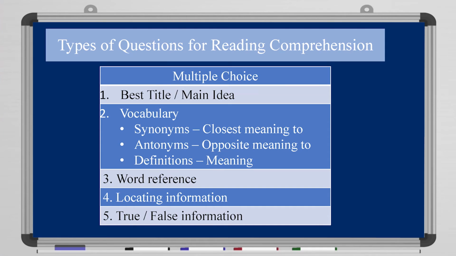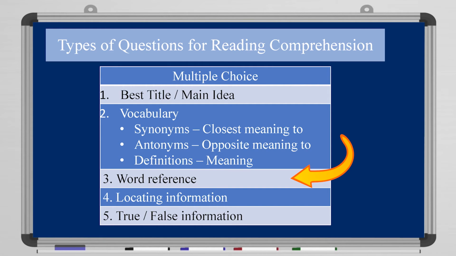For the types of questions, as we said before, you have 2 types: multiple choice and productive questions. For the multiple choice, you can have options of best title or main idea. For the vocabulary, it can be synonyms. We said synonyms means it is closest to meaning. So for example, large is big. So they're not exactly the same, but they are close to each other. They are synonyms. Antonyms are opposite. So for example, tall, short. Okay? Definitions are the exact meaning.